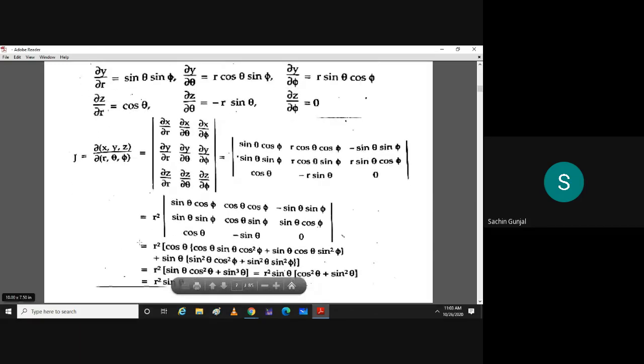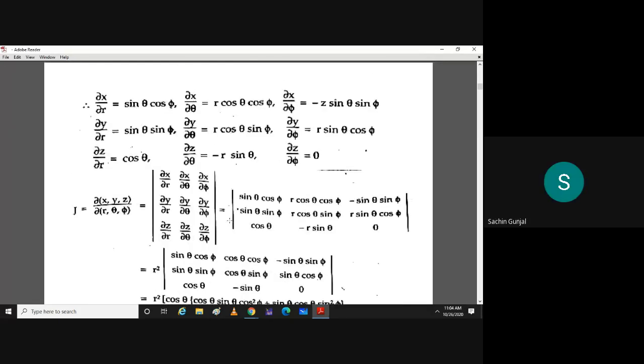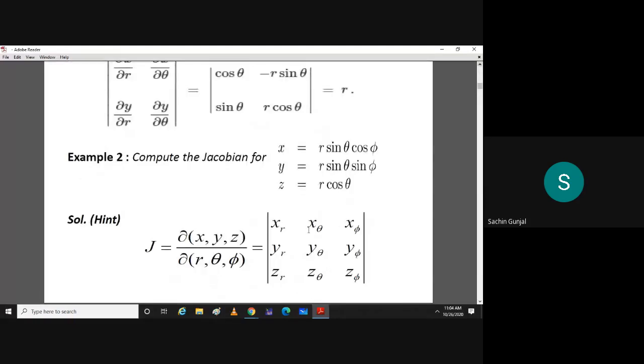Now, I don't want to explain this determinant further. Is that fine? I hope everybody understands it. So just copy this example, starting from here. Do it fast.